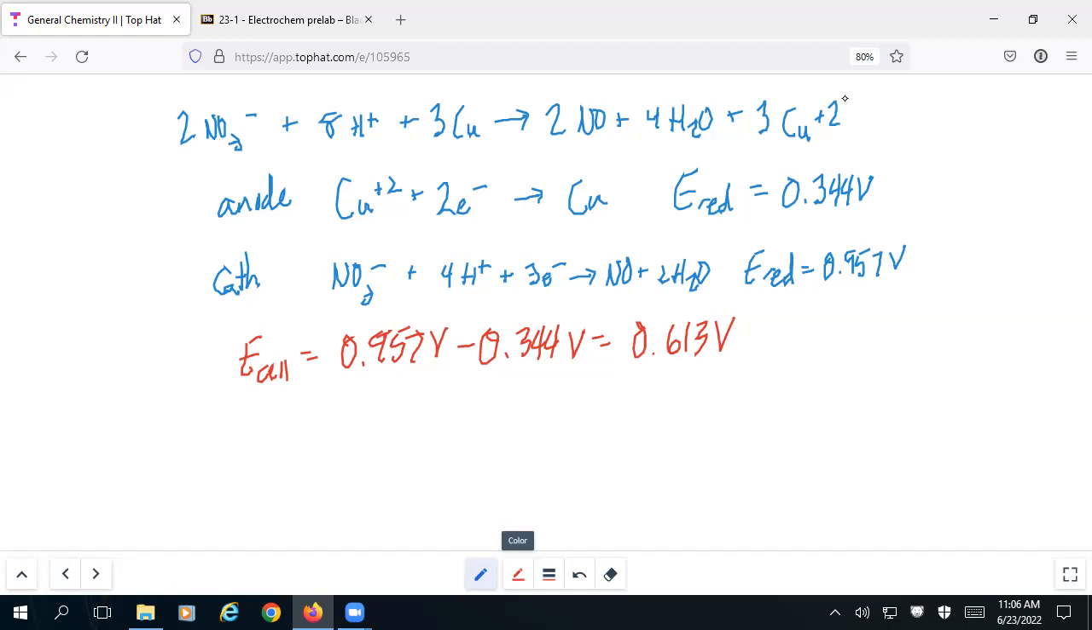Now, if you got wrapped up in all of the coefficients and you said to yourself, okay, I get that this is happening, and I know I need to flip this top equation around. So it's really copper turning into copper 2+ and 2 electrons, and the cell potential is actually the opposite of this, and the other one stays the same.